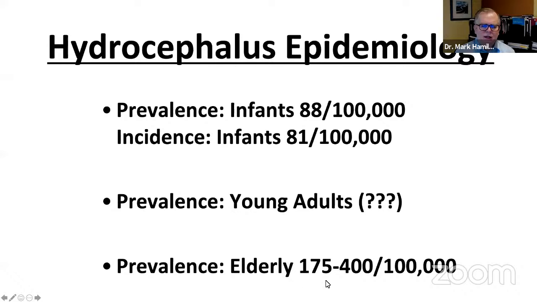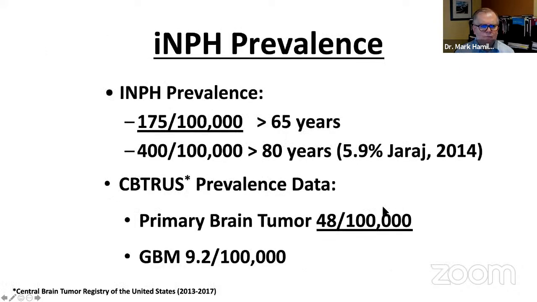What it did show was that the incidence and prevalence were pretty similar. The prevalence in the elderly was about 175 to 400 per 100,000. So very common. I'll show you that in a minute. And for young adults and middle-aged adults, it's extremely difficult to get information because it's not well reported.